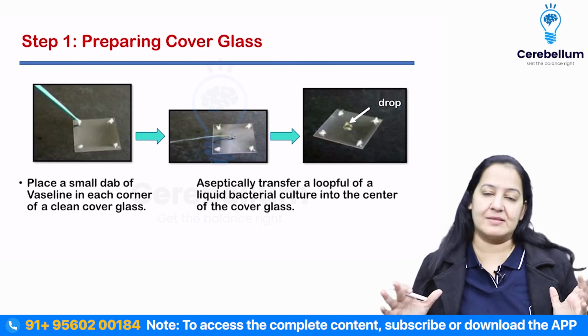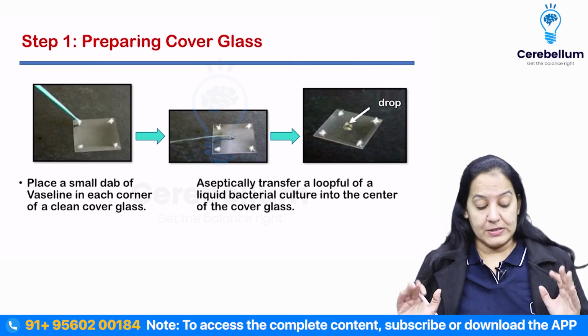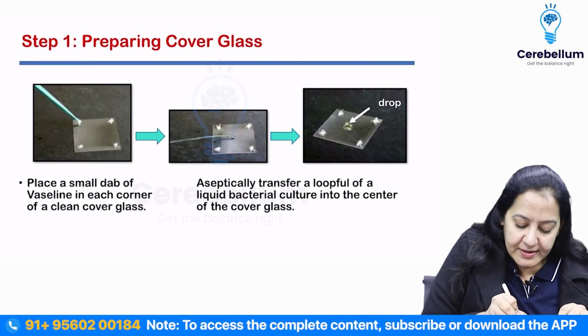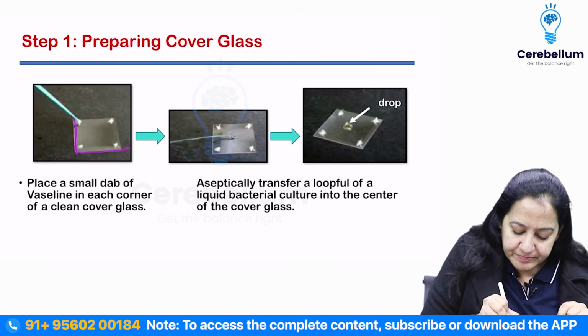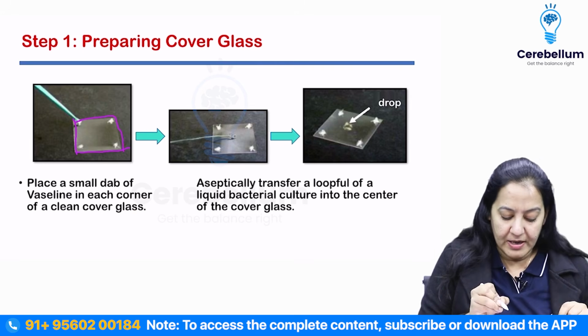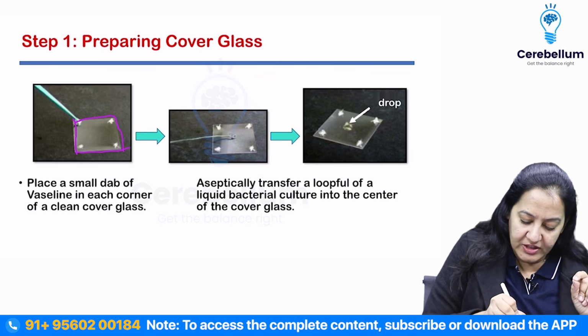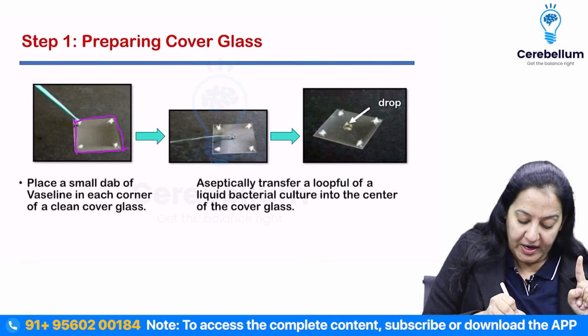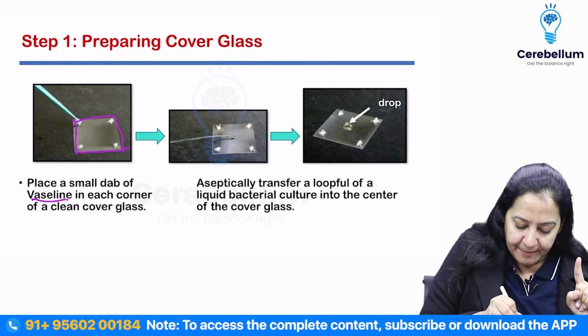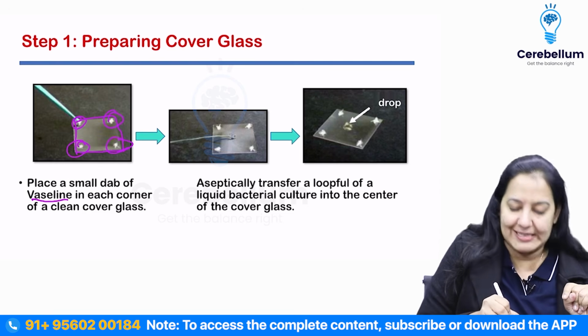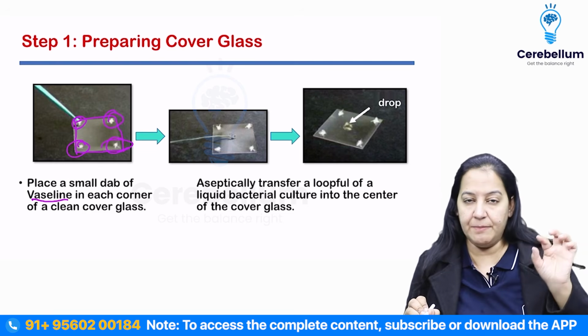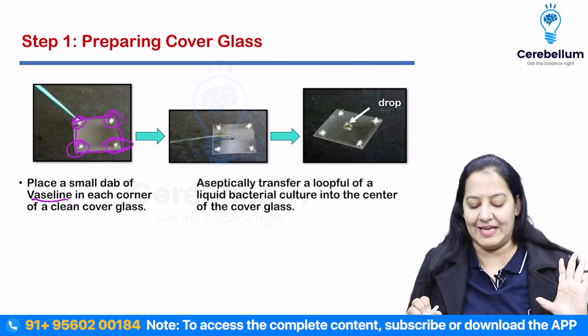Now, how to make an unstained preparation? What are the steps? So, you have to take a cover slip. In this image, can you see this is a cover slip? You have to take a cover slip with the help of a toothpick. With the help of a tip of a toothpick, you have to place the Vaseline at the four corners of the cover slip. At the four corners of the cover slip, you have to put small Vaseline, right?